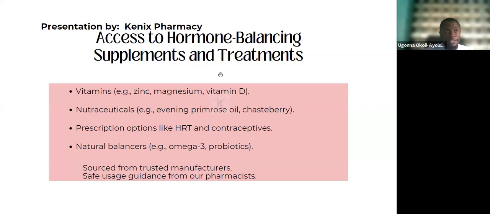And these medications are sourced from very good importers and manufacturers, and they are stored in very good, adequate conditions so that the molecules in these medications will not degrade, and their potency and efficaciousness will not reduce.